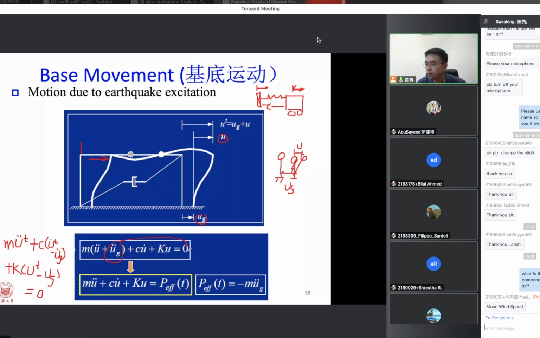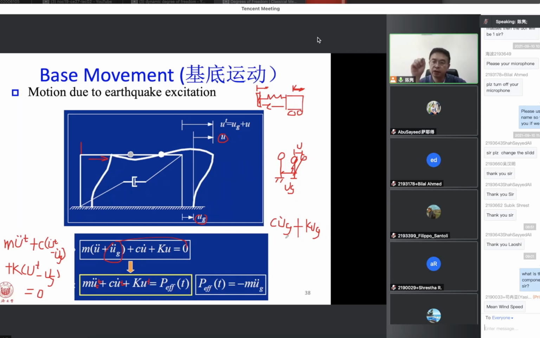And you can move c times this part and k times this part to the right side of the equation. The right side of the equation will become c u g dot plus k u g. The left side of this equation will become m u t two dots, c u t dot and k u t, and this part will become this one. So two forms. Okay, let me summarize this.